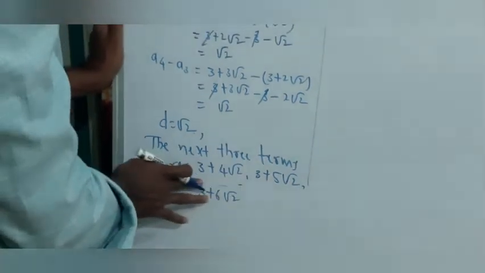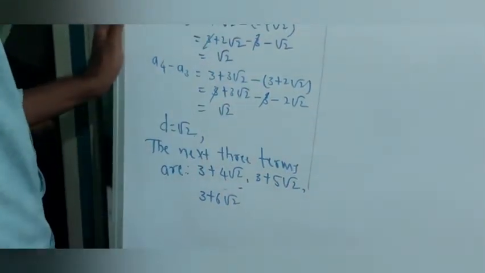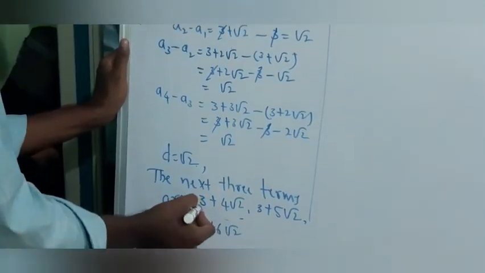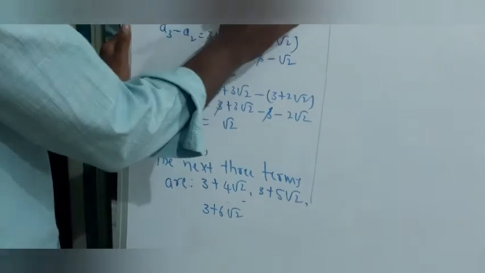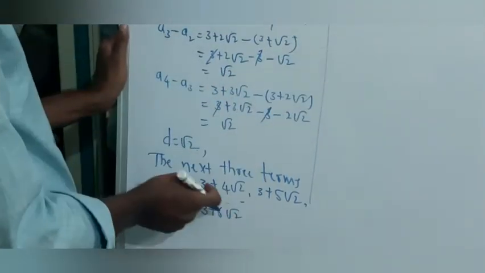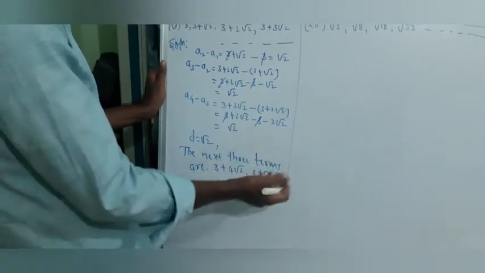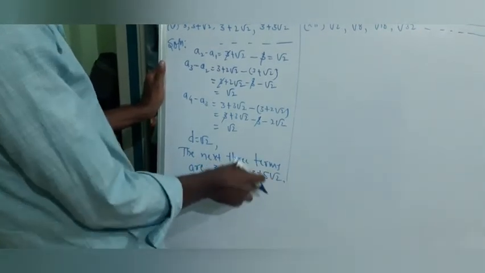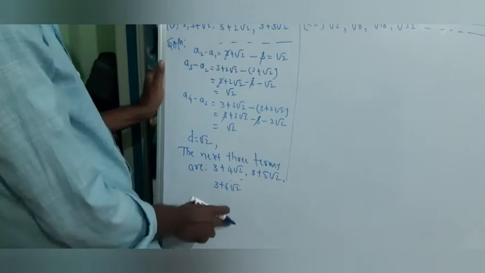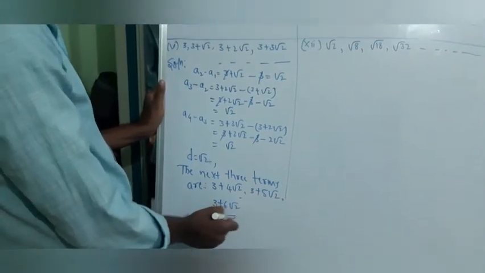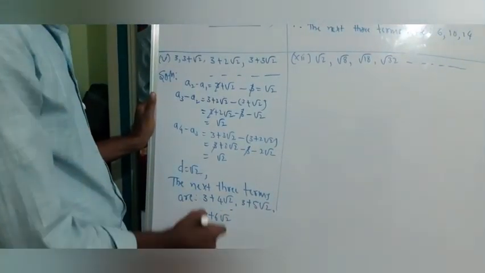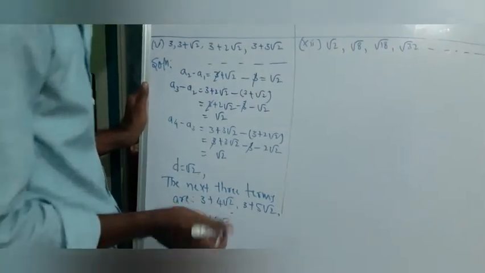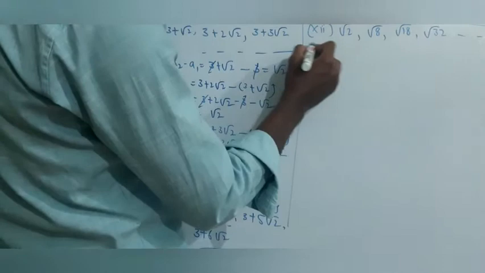See, the fourth term was 3 plus 3 root 2. So to get the next term, that is A5, to the 3 plus 3 root 2, I added root 2, that is 3 plus 4 root 2. To get the next term, I again add root 2 to this number, that will be 3 plus 5 root 2. Again to this number I add root 2. So the next term is 3 plus 6 root 2. Basically what we are doing, we are adding D to get the succeeding term. Next, 12th.